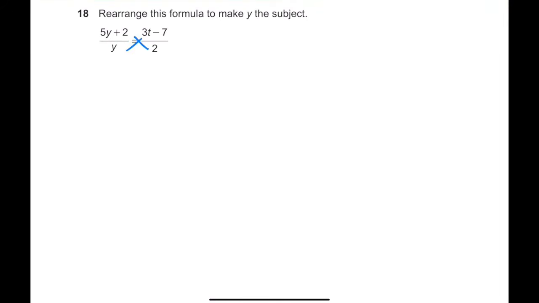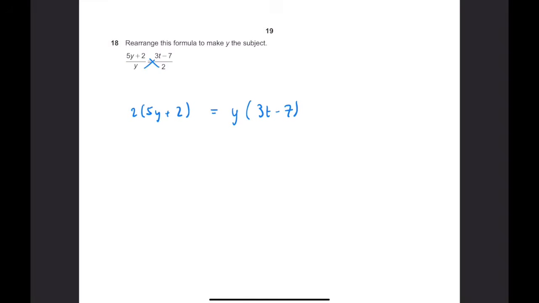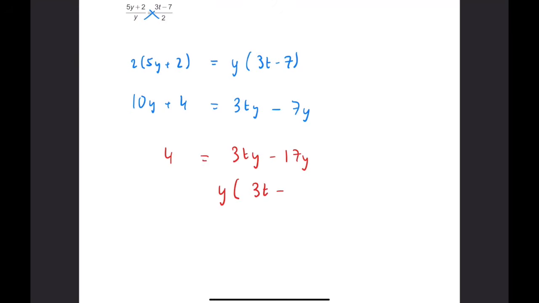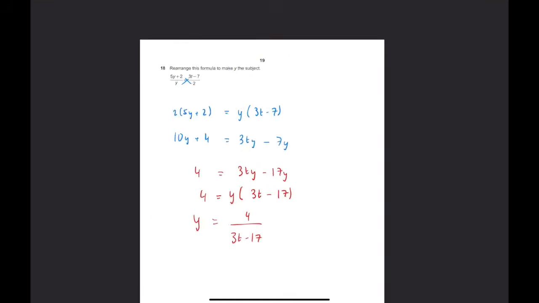Rearrange this formula to make y the subject. Straight away, I'm going to multiply by 2 and multiply by y just to get the denominators out of the way, which gives us this. If we expand those brackets out, we're going to have 10y plus 4 equals 3ty minus 7y. Now here we want to get all the y's on the same side and the numbers on the other side. So we're just going to take away 10y from both sides, which leaves us with this. Then we can factor a y out, which means in the bracket we're going to have 3t minus 17 equal to 4. And if we divide by the bracket underneath, we have y equals 4 over 3t minus 17.